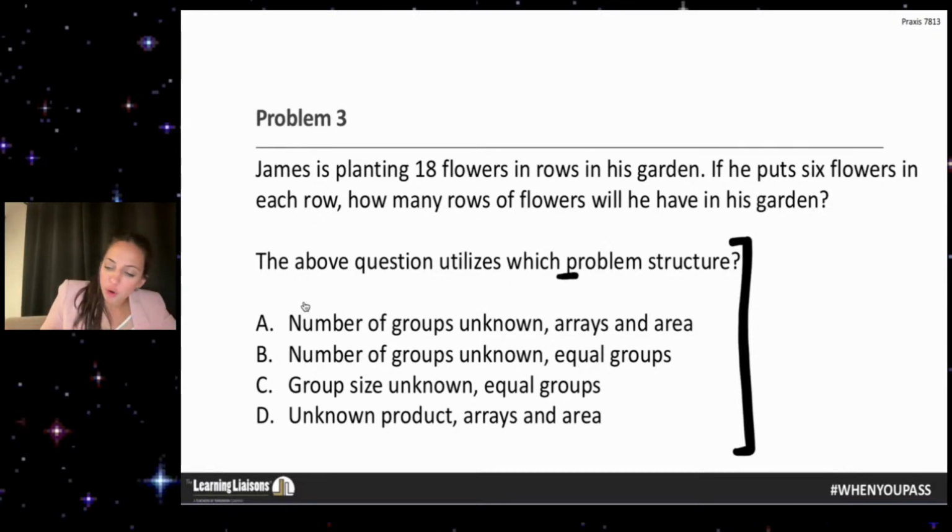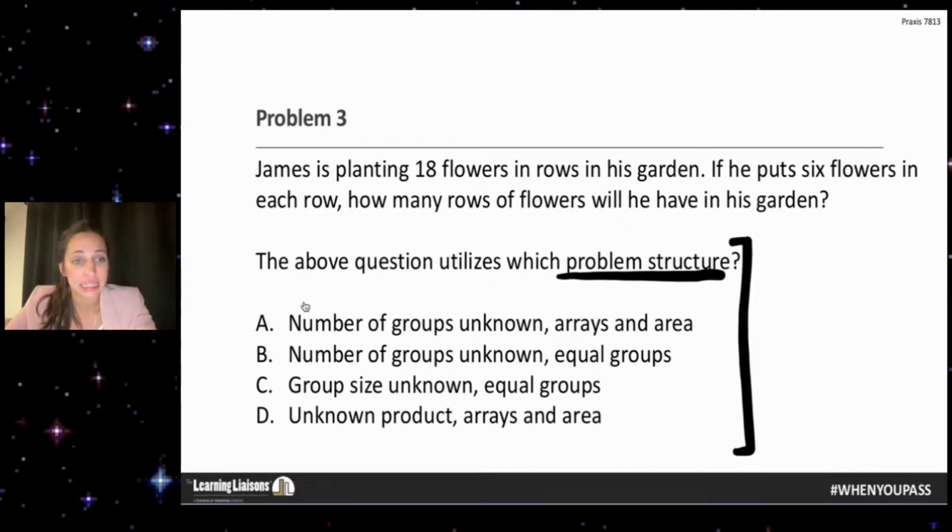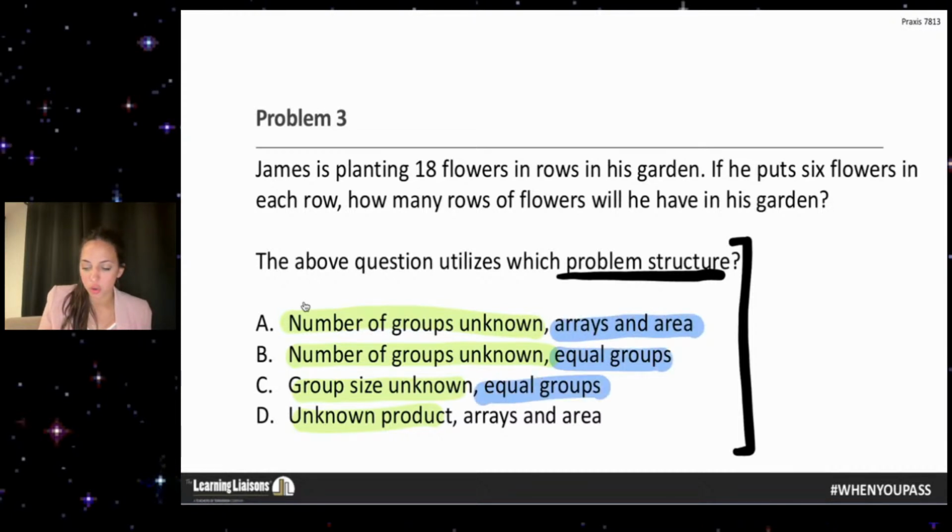They want to know what problem structure it is. And if you sat here and you're like, problem structure, I don't even know what they're talking about. What is problem structure? Great question. Fun fact, you don't need to know what problem structure is. If this was your test question, you can figure it out with the answer choices. We're either looking for number of groups unknown, group size unknown, or unknown product. And are we doing arrays and area, equal groups, or arrays and area?